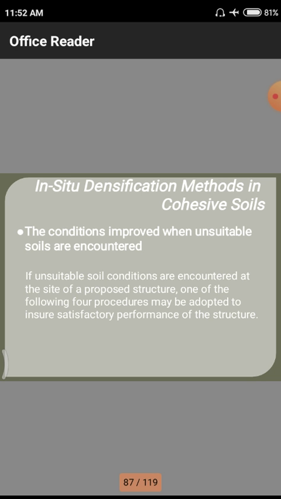If unsuitable soil conditions are encountered at a site for a proposed structure, one of the following four procedures may be adopted to ensure safe performance of the structure. That means whenever we go to a particular site, an industry is allocated to a particular district. If a huge number of industries are coming to a particular area, some of the companies want to construct a particular industry. It may be a steel industry or copper industry or bike factory or any other.